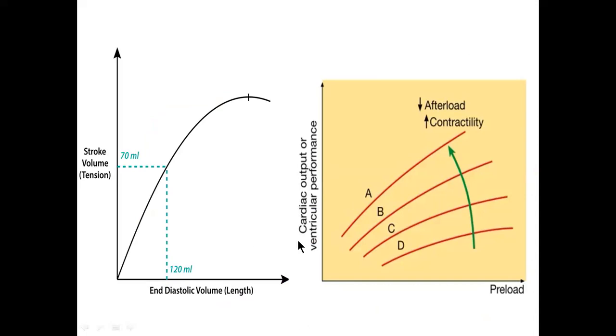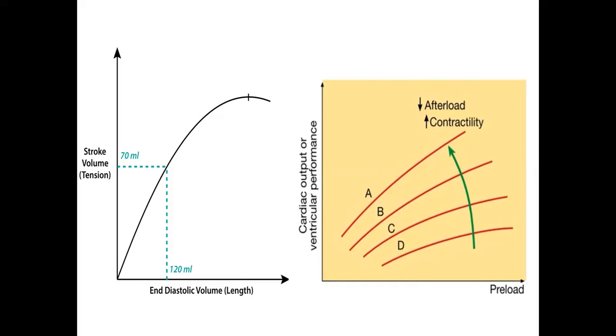In this slide, these two pictures, we can see the relationship between the preload and the cardiac output, because this is a very important concept as we discuss in the pathophysiology. As we said, according to Frank-Starling law, increasing the preload will lead to increasing the cardiac output, because increasing the preload will lead to more stretching of the myocardial cells. And when the myocardial cells are more stretched, it will contract more. And more contraction means more cardiac output.